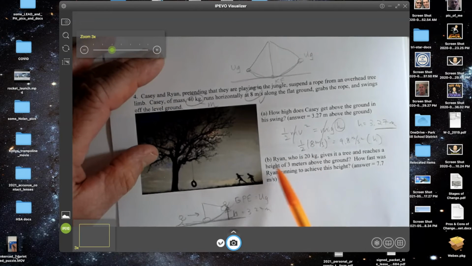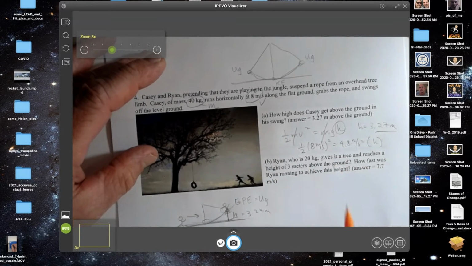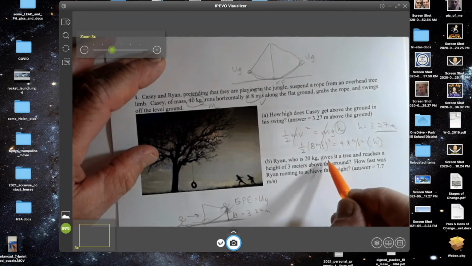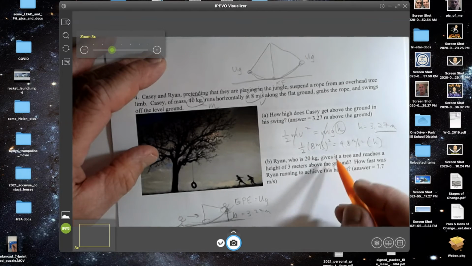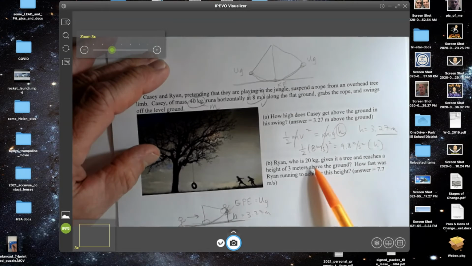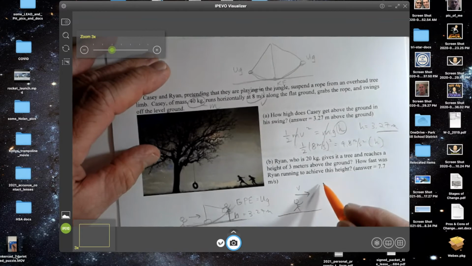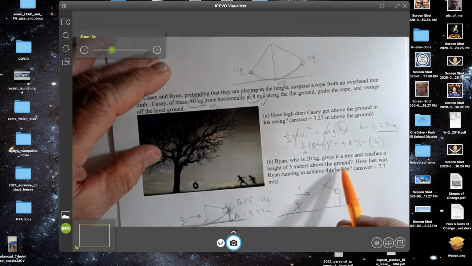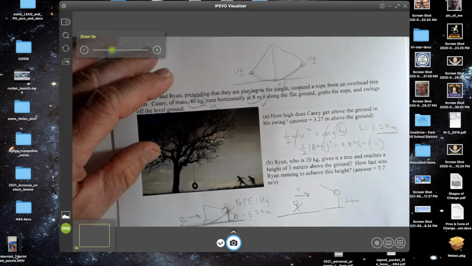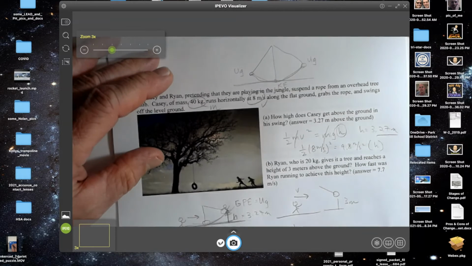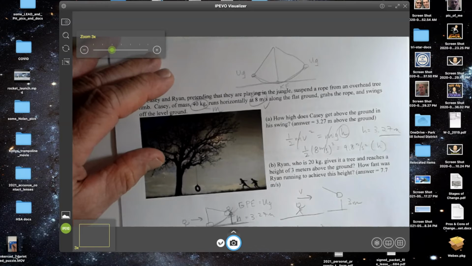Now Ryan, the younger son, is a little bit lighter in mass. So in this case, this problem works backwards a little bit. He runs with some velocity, and the swing gets 3 meters up for him above the ground. We'd like to know how fast he was running to achieve this height. All right, same idea here, 1/2 mv squared is going to equal mgh.